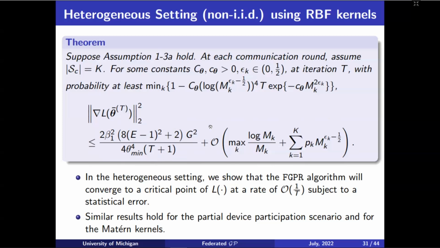Additionally, we also have the statistical error that depends on the mini batch size M_k, which means a large mini batch size will decrease the error in the estimations. And also similar results hold for the partial device participation scenario and also for the Matern kernels. Due to time limitation, I will skip all those results, and please refer to our paper for more information.